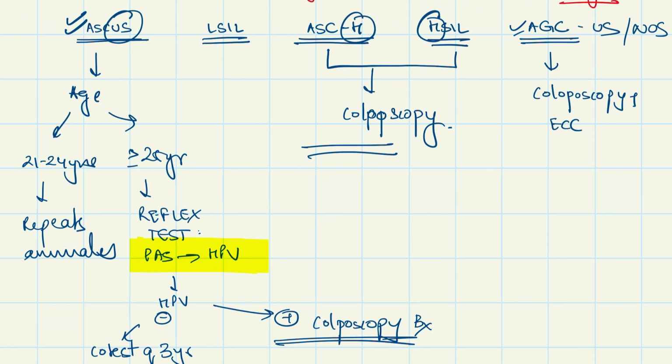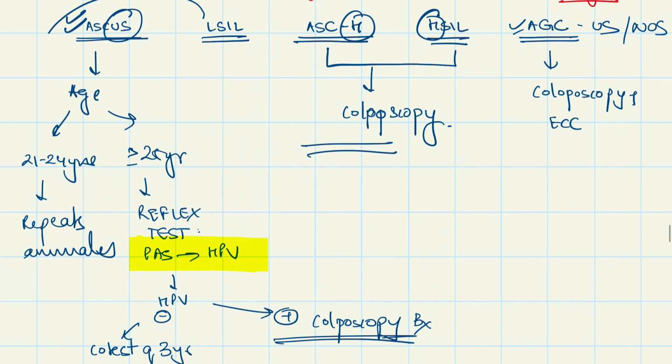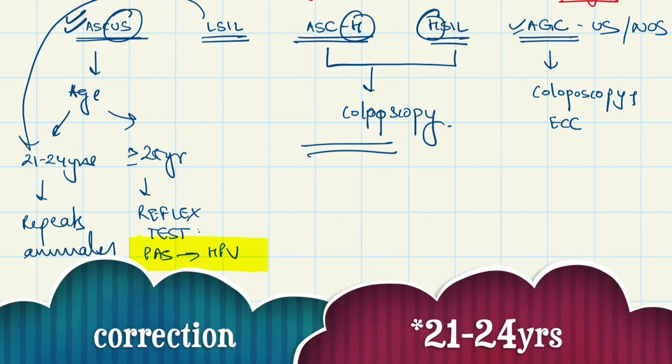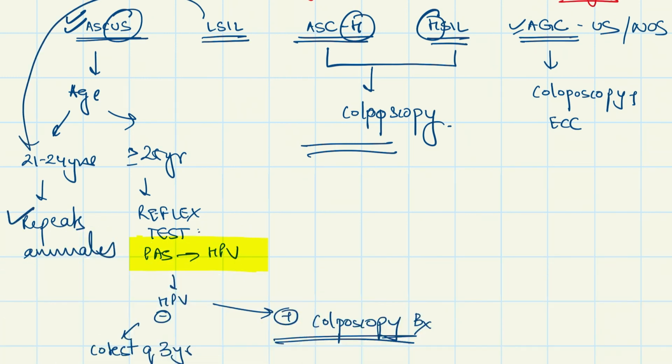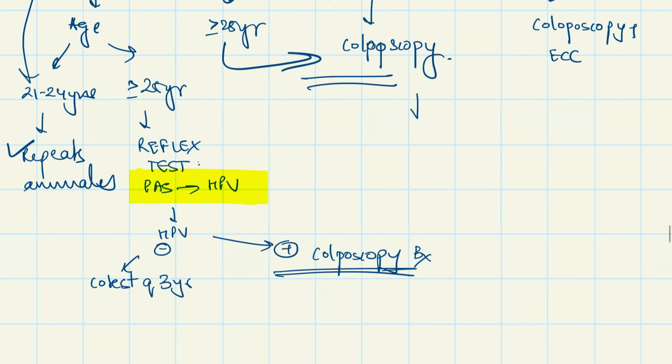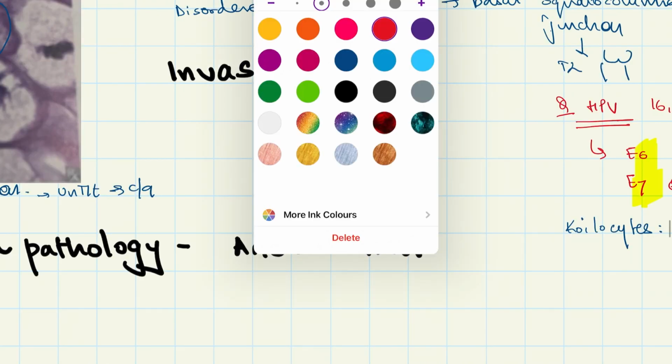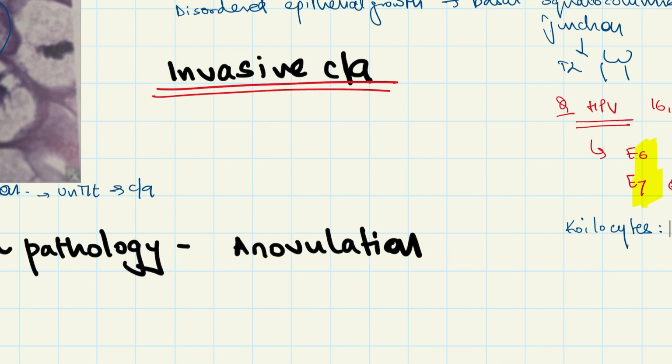For LSIL, again, age of the patient is seen. If the person is between 21 to 24 years, then annual Pap smear is done, while for age more than 25 years, here again colposcopy is done. After performing a colposcopic biopsy, the report comes as CIN 1, CIN 2 and CIN 3. For invasive cervical cancer, right, it is a squamous cell cancer.